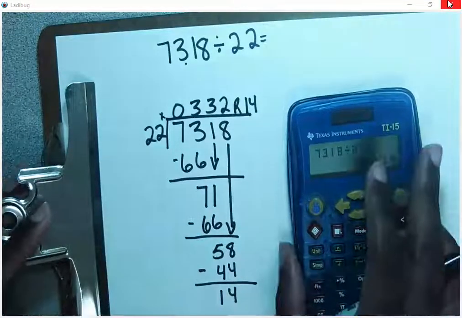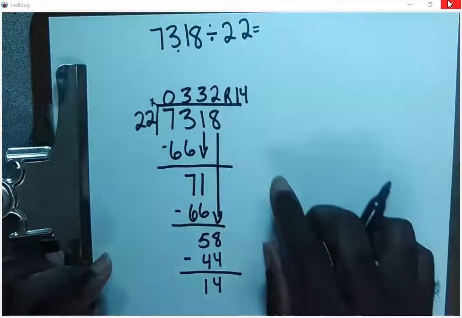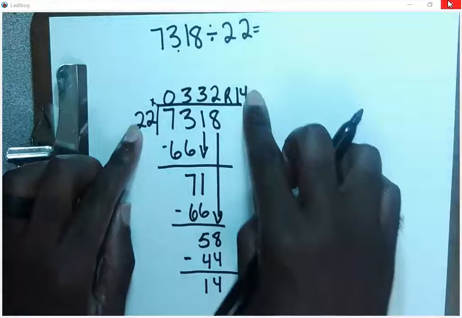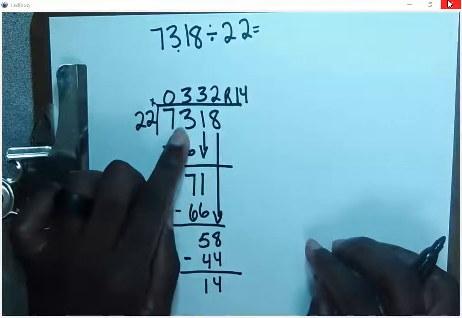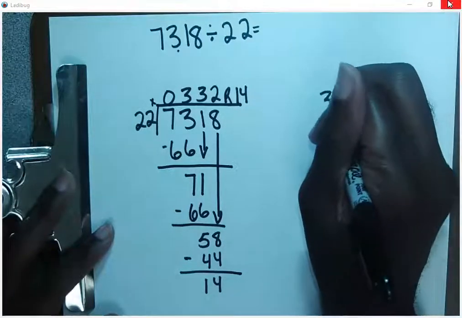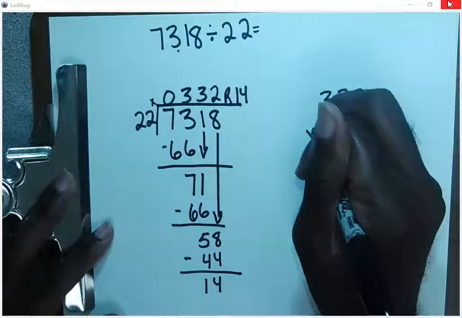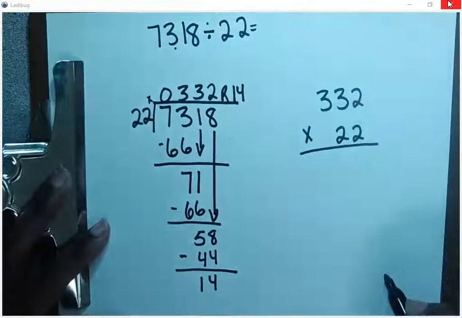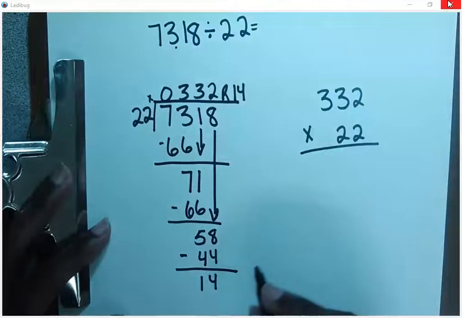Once again, if we don't have a calculator with us at the time, we can multiply our quotient, which is our answer, times our divisor, and we should get our dividend as our answer. So we're going to do 322 times 22. Now you might say, Mr. K, what are we going to do with that 14? Because you don't have it over here. I'll show you in a second.